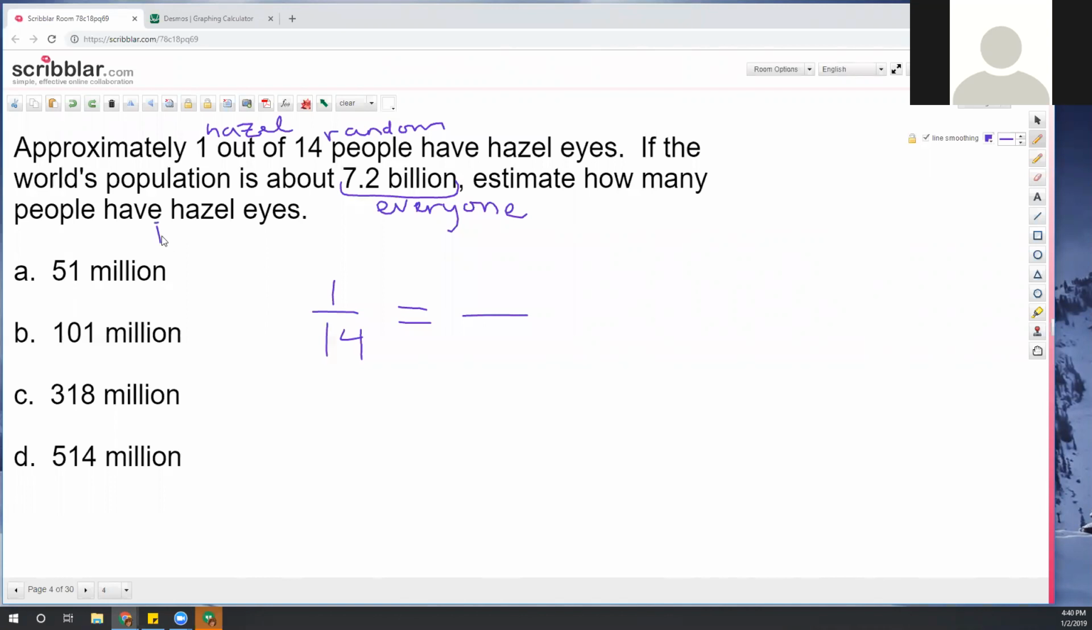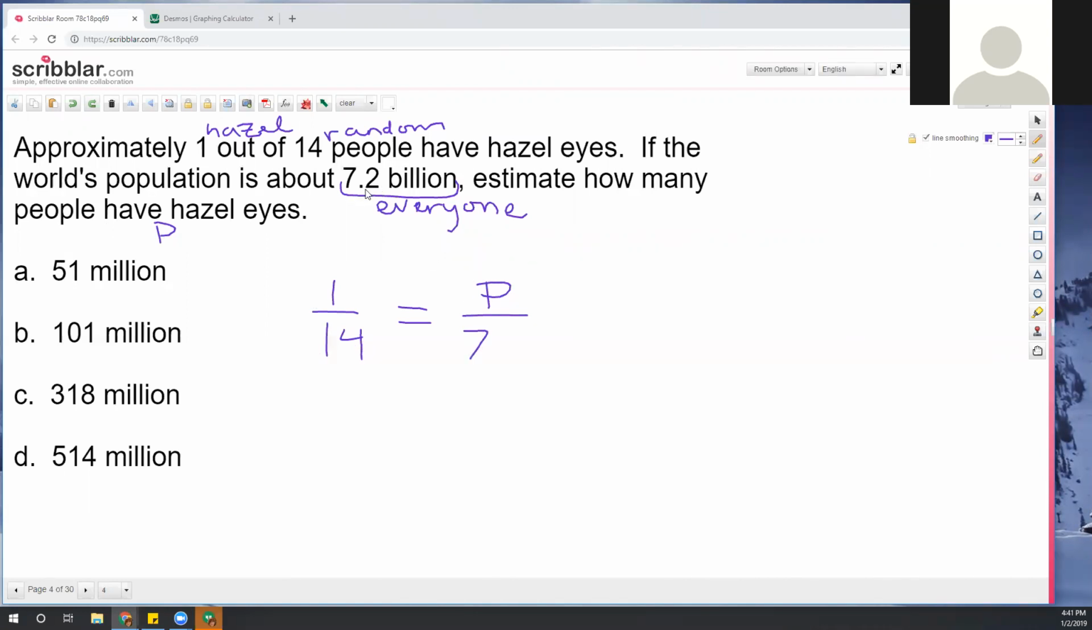I'm going to say P for people. So since it was one person with hazel eyes out of every 14 total people, we have to actually put our variable on top. If we pick 1/14, 1 is our hazel, and we're trying to find hazel eyes. So our variable on top, 7.2 billion on the bottom. So we have to know how to write a billion out.